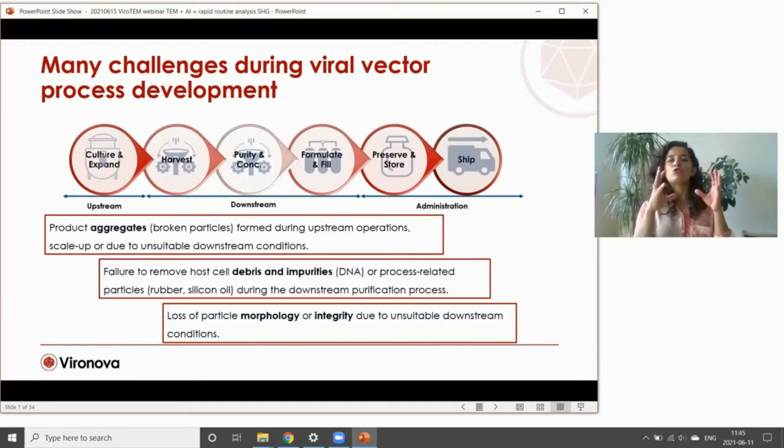During these steps, in each one of them, there are challenges. Challenges such as your product aggregating. You can have broken particles because your upstream operations, such as scale up, are not suitable. You might have problems removing host cell debris and impurities like DNA, or even process-related particles like rubber or silicone oil, and you find that you can't get rid of them even during your downstream purification. And then your particles themselves can lose morphology or integrity due to unsuitable conditions.